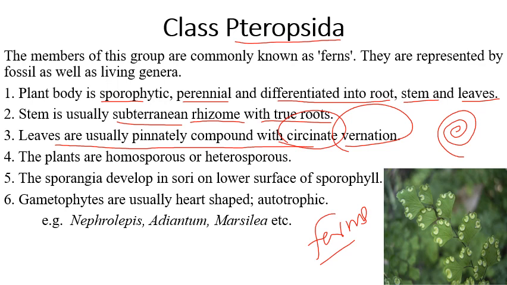The plants are homosporous or heterosporous. The sporangia develop in sori on the lower surface of the sporophyll. These are the lower surface of the leaves, and where these sori you can see that they are developed at the margin. Gametophytes are usually heart shaped and they are autotrophic. Examples include Nephrolepis, Adiantum and Marsilea.